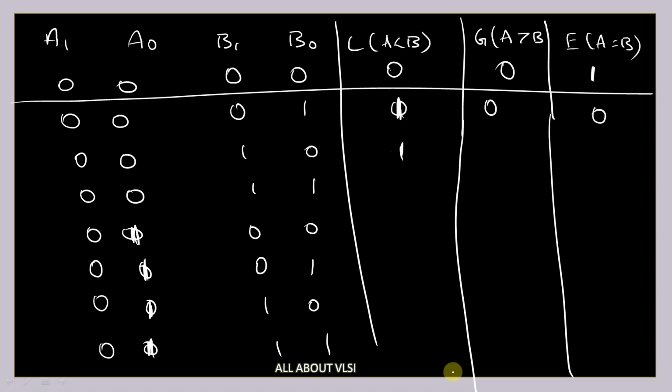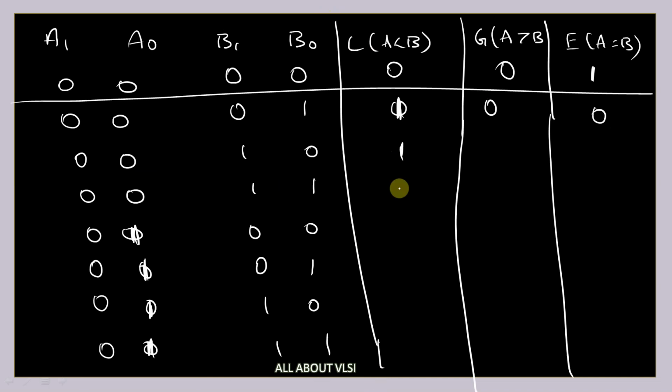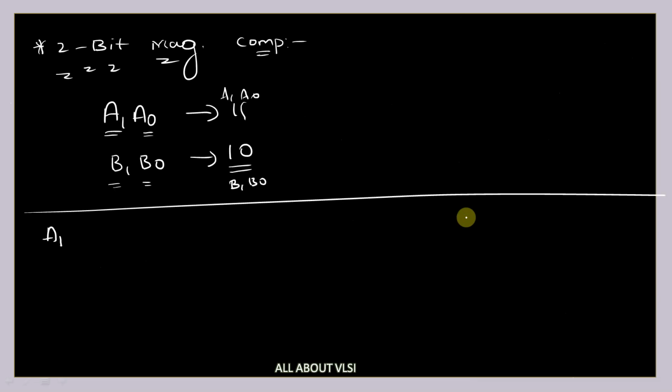So like this we can fill up this table, and after filling this table we can write down the min terms from this. This is a small assignment for you. Please fill up this table. This is simple, just fill up the table and write down the min terms which are associated with them, and find out the equations of the 2-bit magnitude comparator.